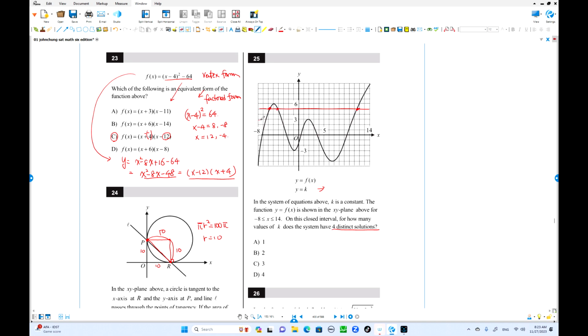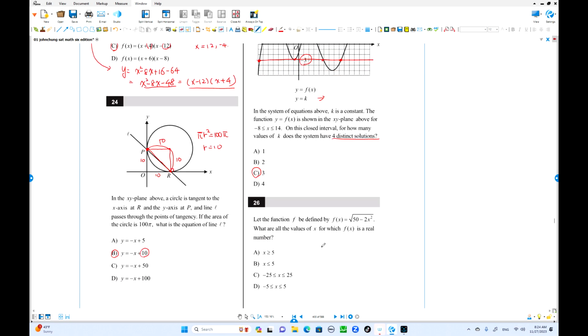Moving down, this is okay: 1, 2, 3, and 4, right? Or make it lower, this time 1, 2, 3, 4, 5. What about over here? 1, 2, 3, and also 4, right? So we have 2 possible values of k: 3 or negative 3. You got 3 over here, so we have 4 distinct solutions.